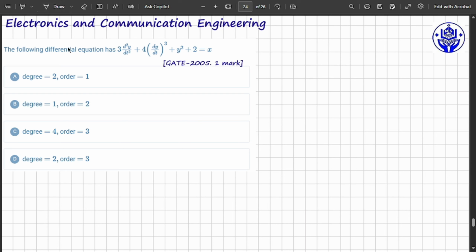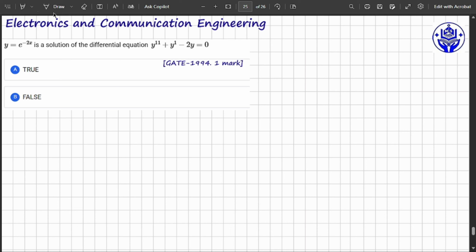The next question is again related to a second order differential equation. It is asking about the order and degree. The order of this differential equation is 2, because the highest order derivative occurring is 2. Order 1 is not correct, order 3 is not correct. Order is 2 and degree is 1, of course, since the power is 1.